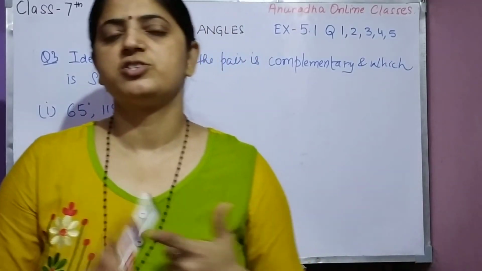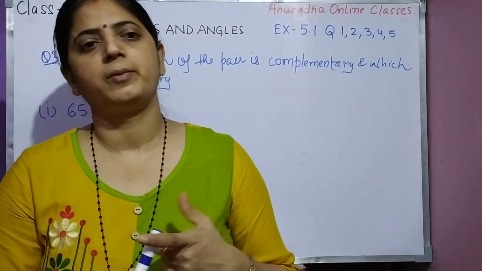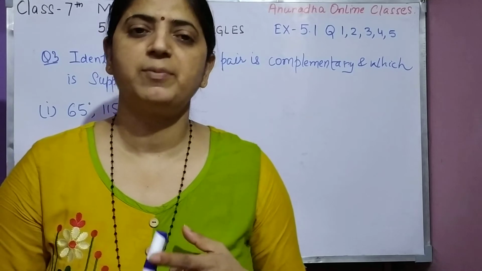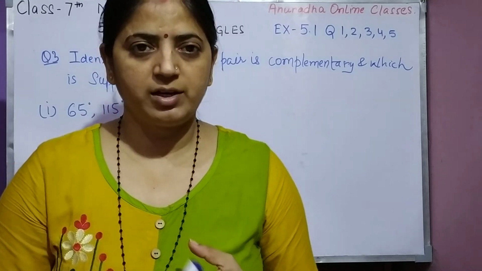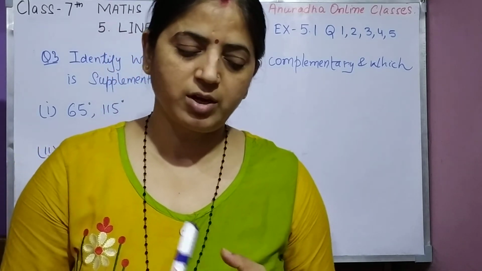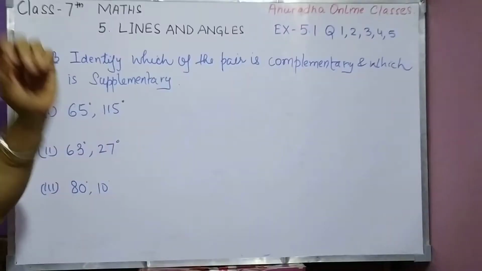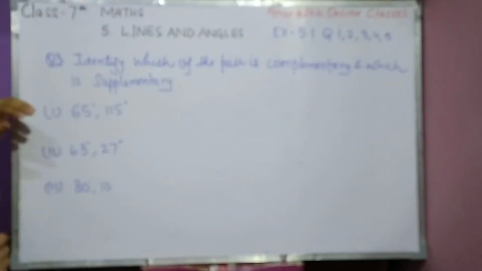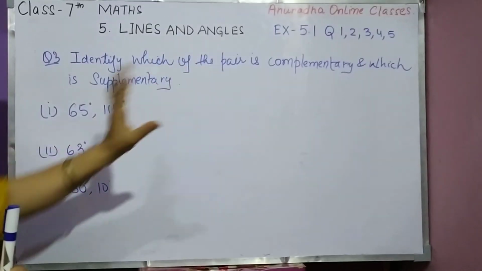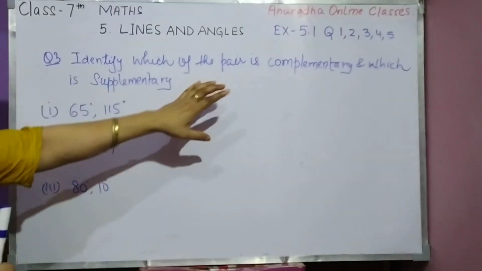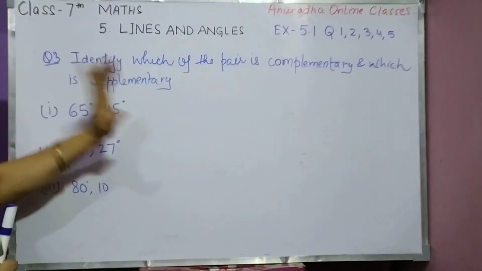So children, in the first question you found the complement of an angle. In the second question you found the supplement of a given angle. Now the question is to identify which of the given pairs of angles is complementary and which is supplementary.